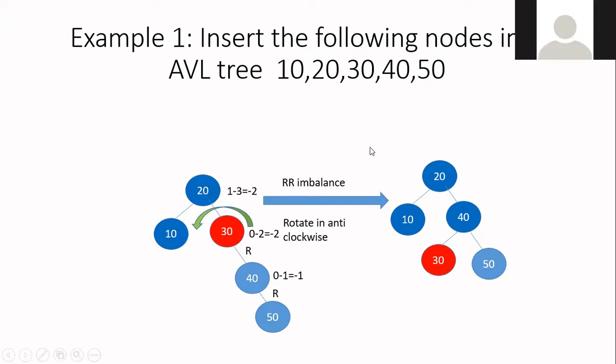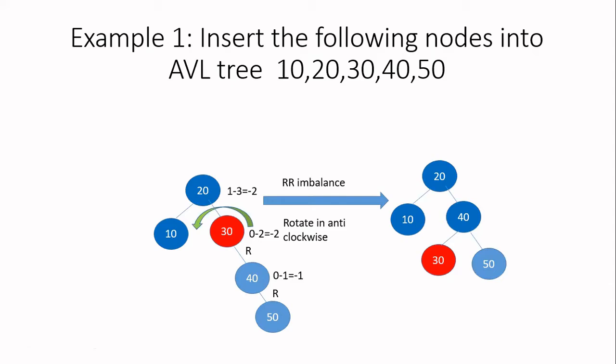Once we do that, you will understand it. You are going to balance only one node. Automatically, the remaining nodes will be balanced. So now I'm going to balance this 30 only. Then I have to identify what is the type of imbalance I have.